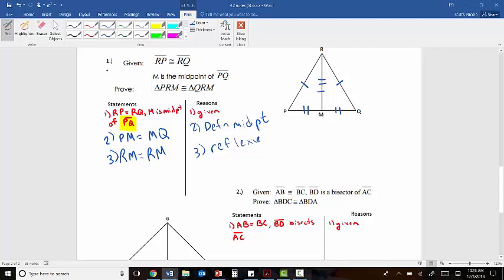So you want to pick up on this yourself. I'm not going to do that for you. And now when I look at my pictures, I see 3 sets of ticks, which is awesome because I can use SSS. So triangle PRM is congruent to triangle QRM because of the SSS theorem.